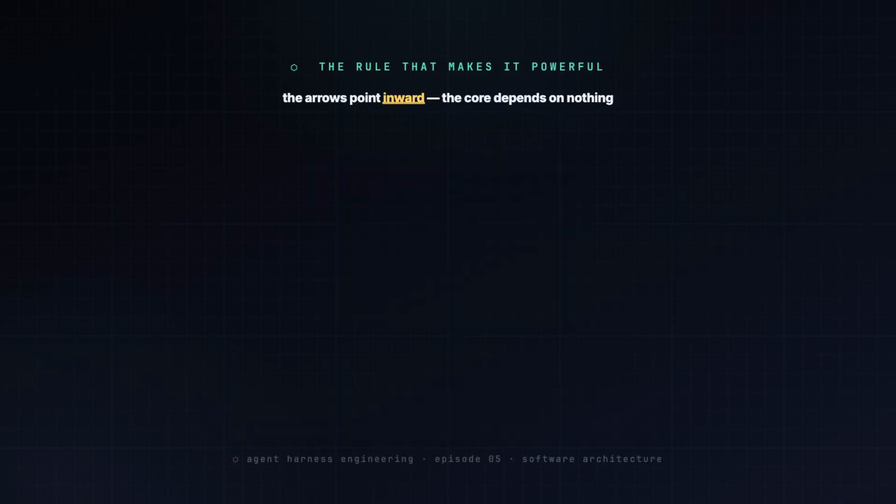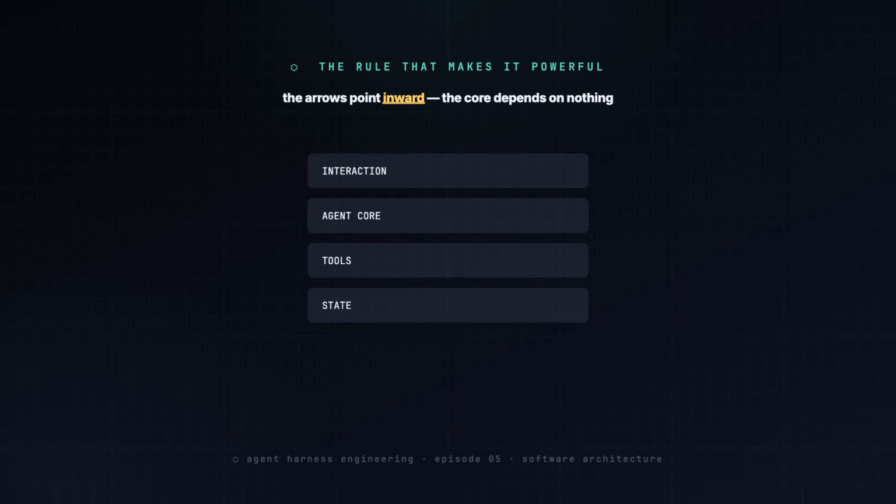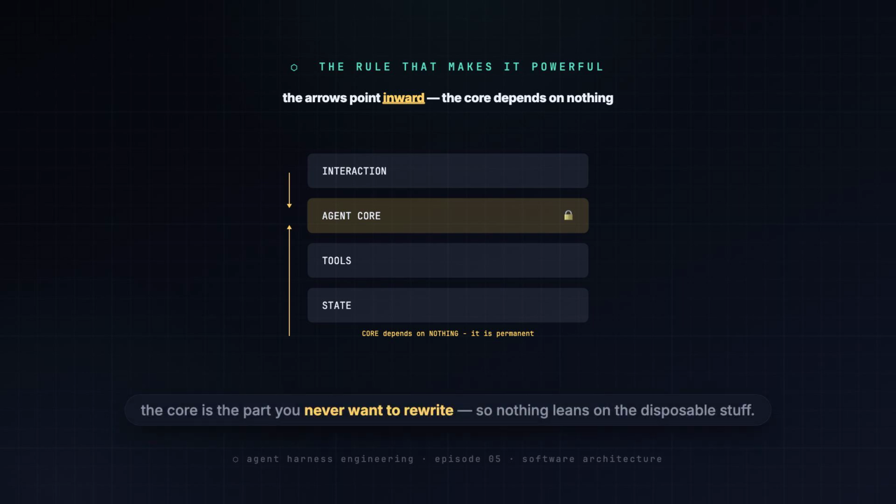Here's the rule that makes it powerful. The arrows point inward. The screen depends on the core. The core depends on nothing. Why? Because the core is the part you never want to rewrite. If the valuable thing depends on the disposable thing, you can't throw the disposable thing away. Flip the arrows and the core becomes permanent.